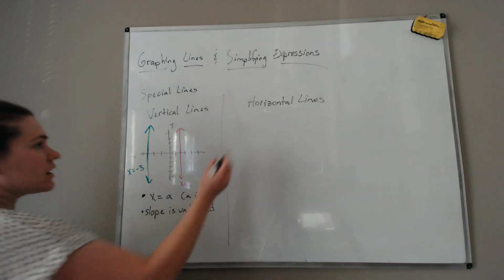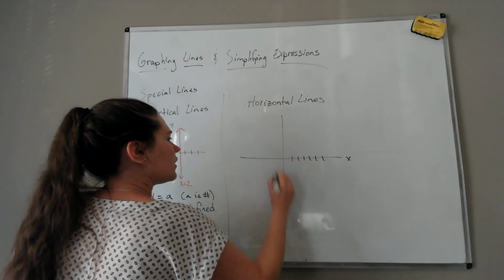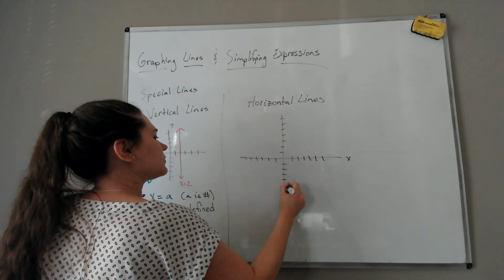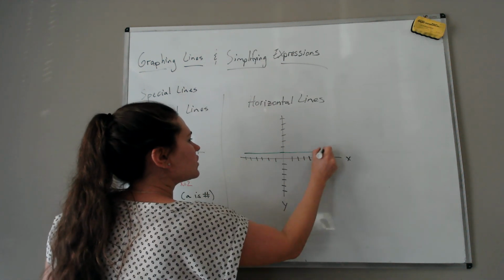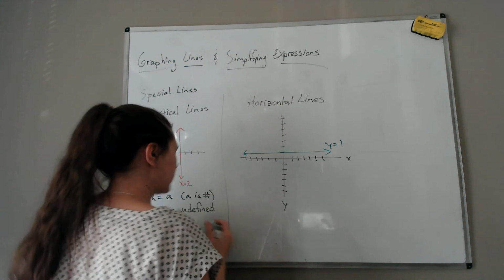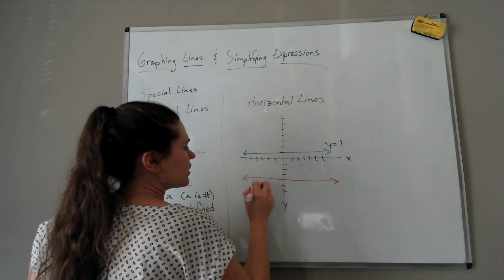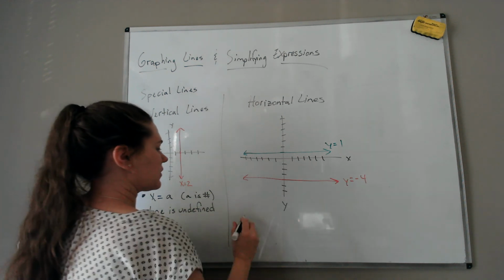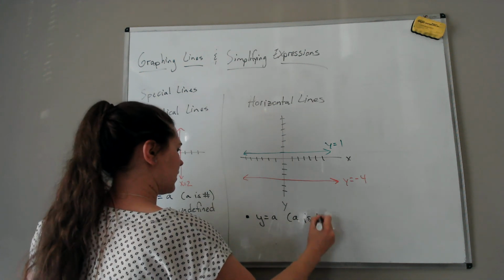Okay? A horizontal line is different than a vertical line. A horizontal line looks like this. The equation of that green line, y is staying the same. Y is always 1, okay? If I drew another horizontal line, the equation of this line would be y equals negative 4. So when you have a horizontal line, its equation is y equals a, where a is just a number.